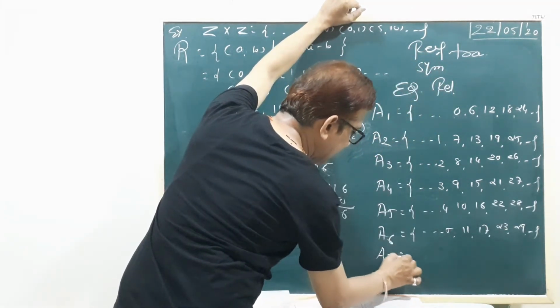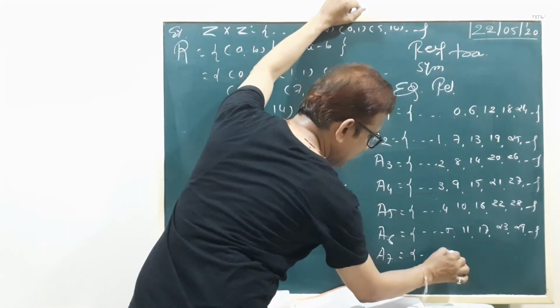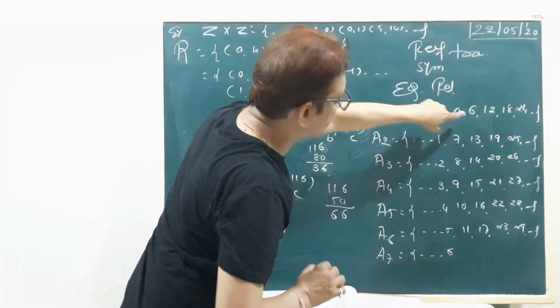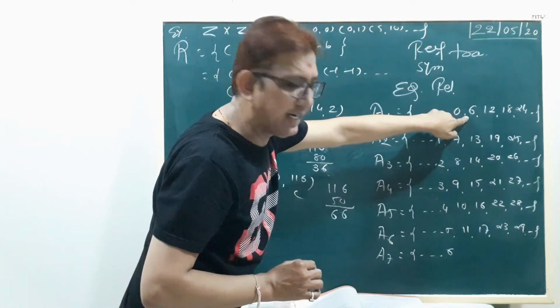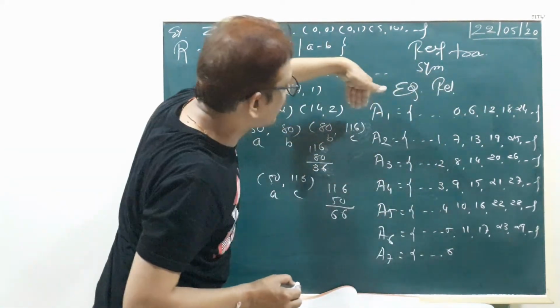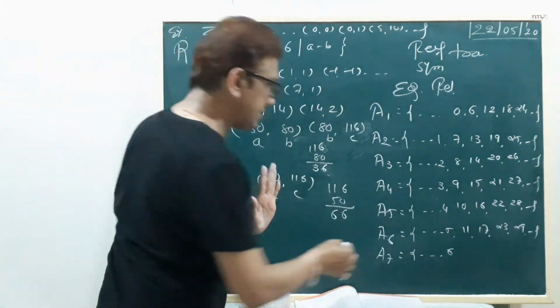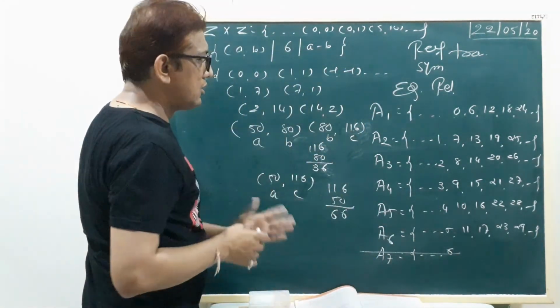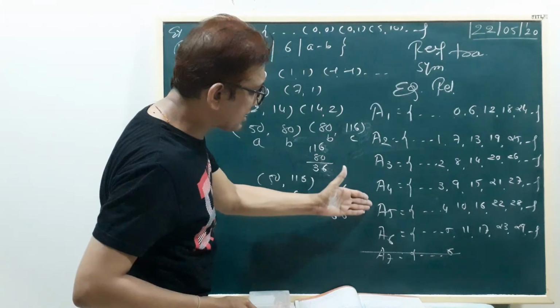If you write a 7th class, the next number after 5 is 6. So 6 is here, look here. So it would be the 7th equivalence class, but it is the same as the equivalence class A1. So that is not possible. Right? So in total there are 6 equivalence classes.